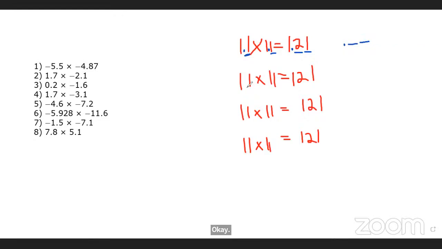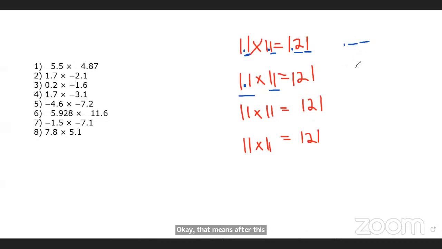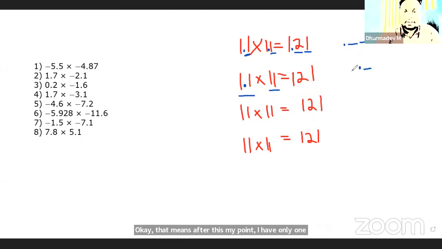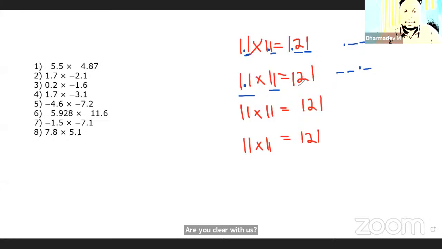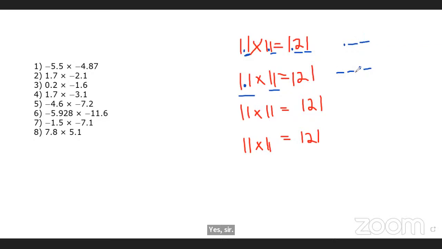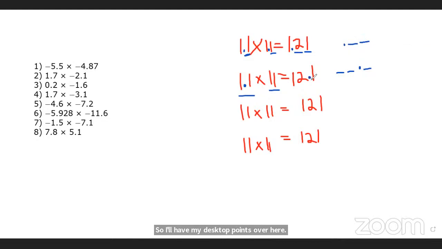Understood. Now let's take the next one. I have a decimal point only over here. I don't have a decimal point for the next number. That means after the decimal point, I have only one digit. So the decimal point and a digit, and the rest of the numbers have to come in front. Are you clear with that? Yes, sir. Now, where will the decimal point come? After the decimal point, there should be only one number. So I'll have my decimal point over here. 48.7. Are you clear with that?